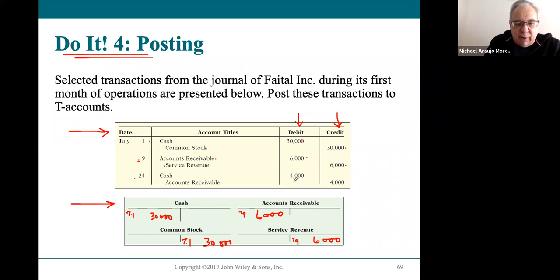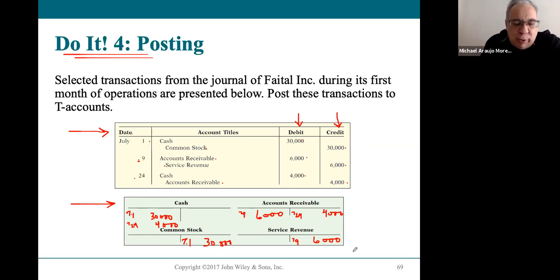Lastly, I have the 24th, with a $4,000 credit to accounts receivable. I know it's hard to read, I'll put the date in as small as I can. This is another debit to cash, so I'm going to put $4,000 debit here. And this is a credit for that date, 7/24, on the accounts receivable side, $4,000 credit here. So this is basically posting in a nutshell.